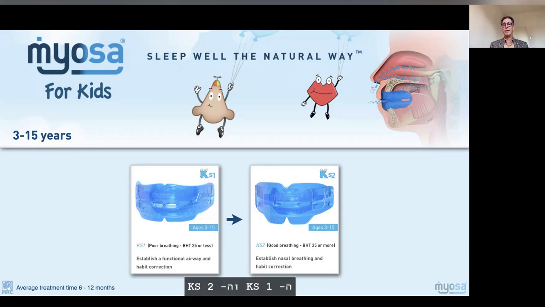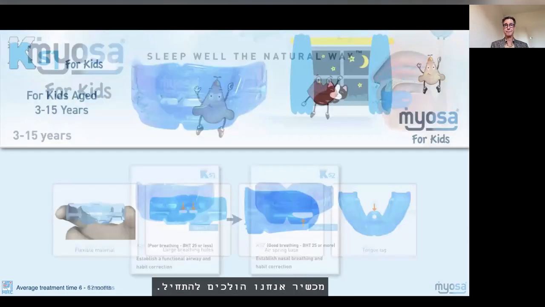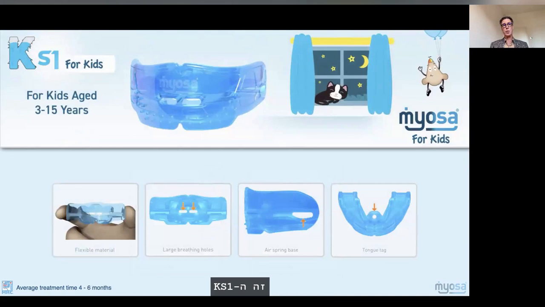The KS1 and the KS2 are different. This means that the KS1 makes it possible that the patient is able to breathe through the mouth, and with the KS2, nose breathing is needed. So therefore, the BHT, the breath hold time test, is needed to decide with which appliance we are going to start.